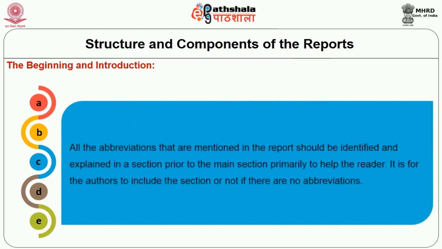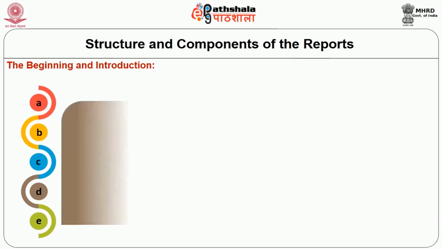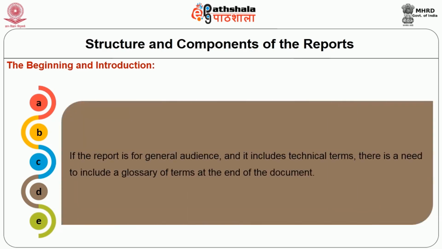All the abbreviations that are mentioned in the report should be identified and explained in a section prior to the main section, primarily to help the reader. It is for the authors to include the section or not if there are no abbreviations. If the report is for a general audience, and it includes technical terms, there is a need to include a glossary of terms at the end of the document.